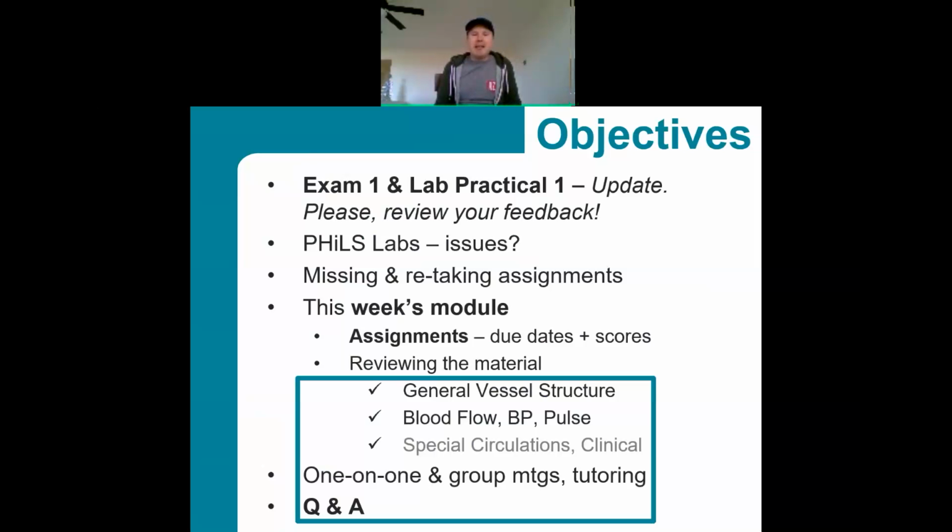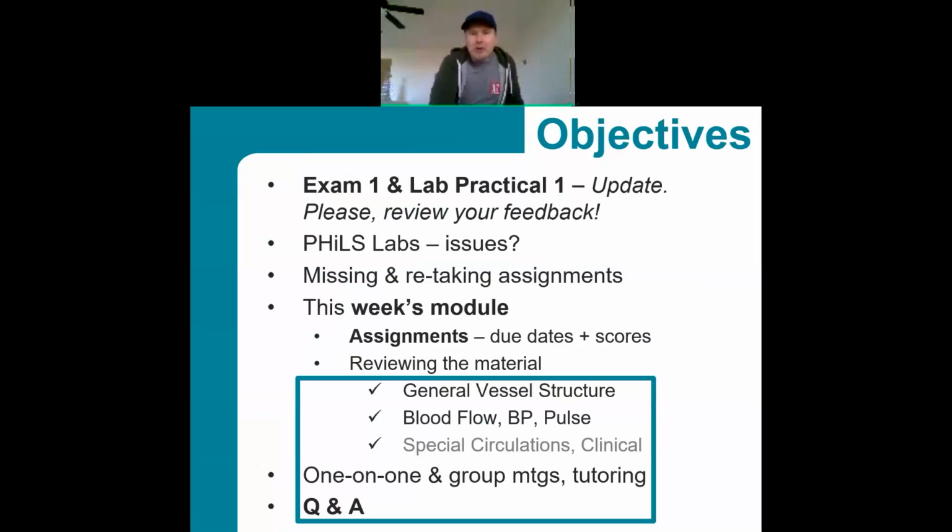In terms of missing and retaking assignments, that's something we've talked about before. But really what I want to focus on this week is going through the blood vessels. We'll look at the general structure of a blood vessel, and then we'll talk about the physiological adaptations of blood flow, blood pressure, and pulse in particular. And then I have a little bit of information to share with you about the special circulations and clinical aspects, which I'm going to share more through material that you can study at your own time. But that's the plan for today.